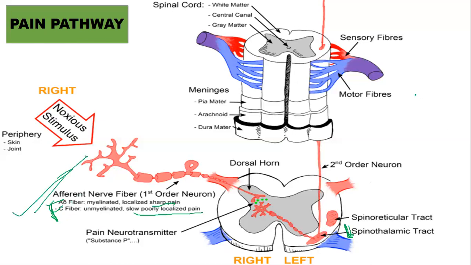In every story, whatever we have seen in the DCML or we see in the anterolateral tracts, just go through that. The entire story is just the same.